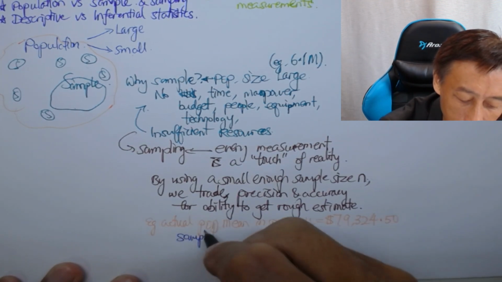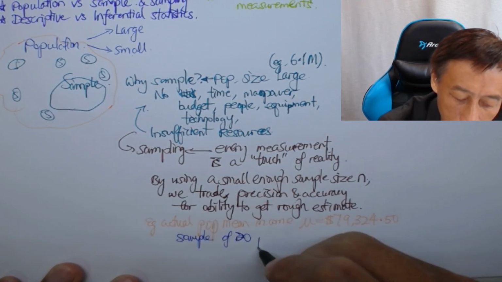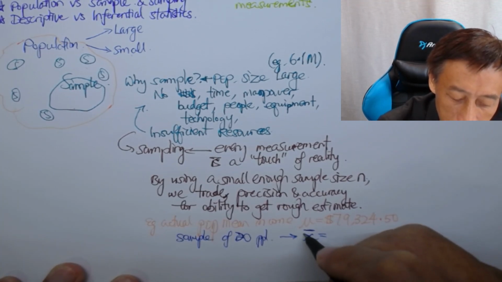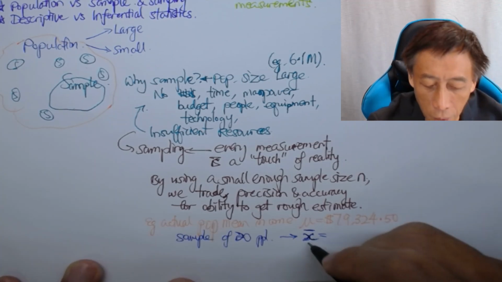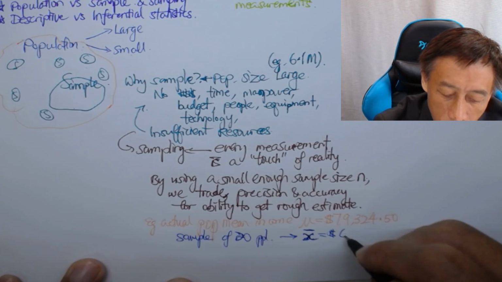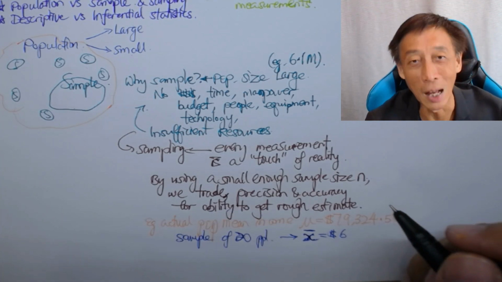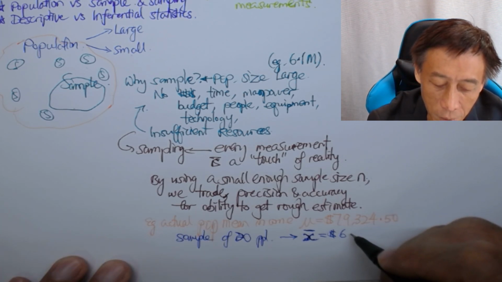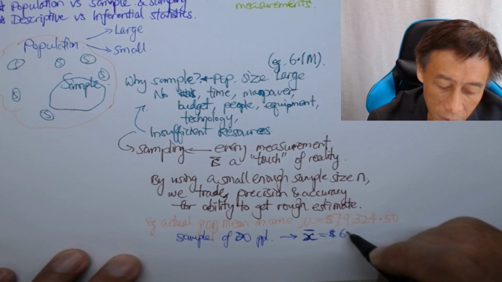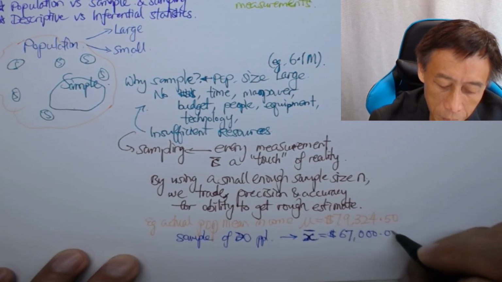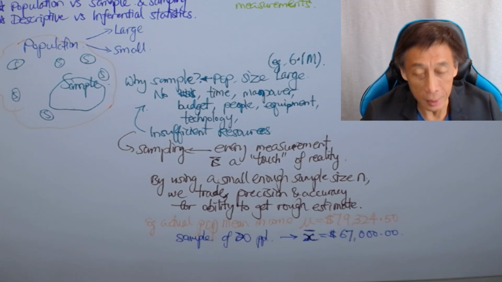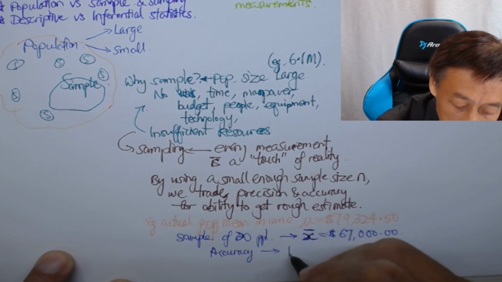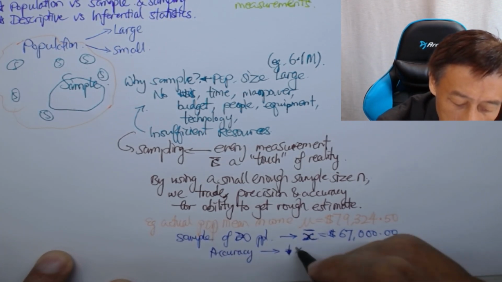A sample of 20 people gives X bar, right? This is the common notation used. It gives an average of, say, 67,000, because people don't give down to the last dollar. I just ask them and they give me rounded figures, right? So I get something like $67,000. Okay, clearly it is wrong. So accuracy, no good, right? Not so good.